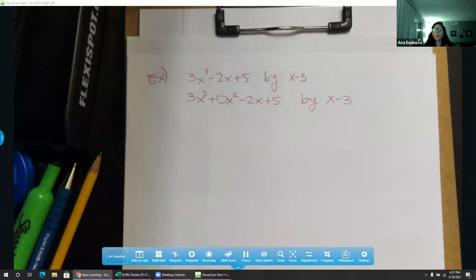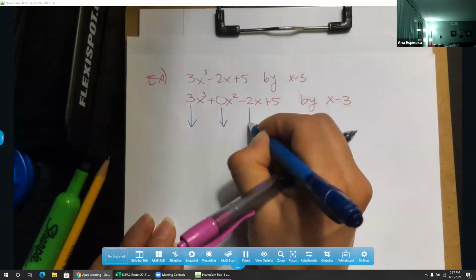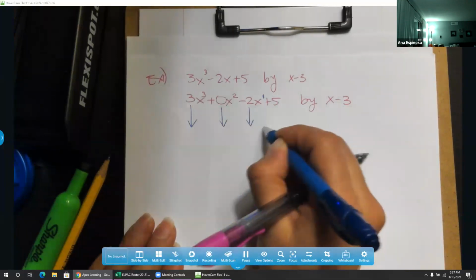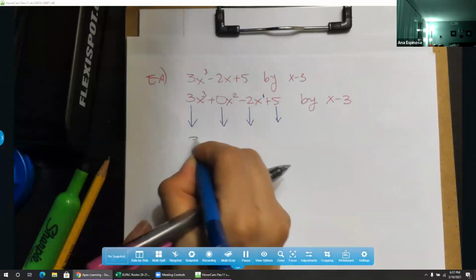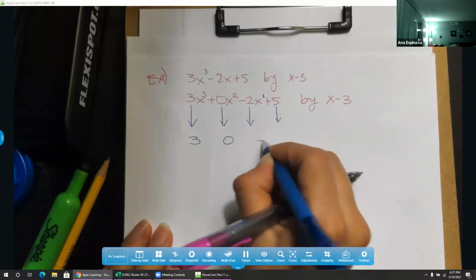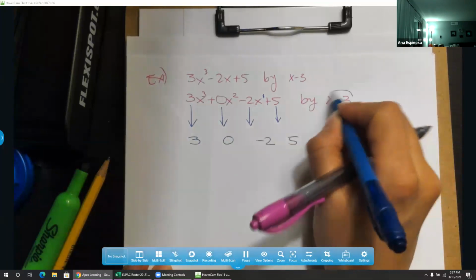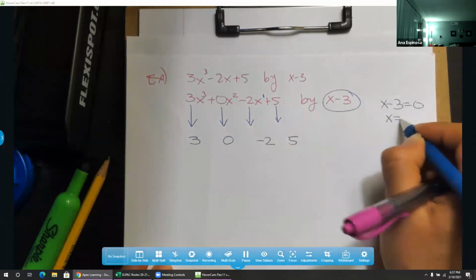All right, so how do I do synthetic substitution, synthetic division, however you want to call it? You extract all these coefficients. Once these are in order, 3, 2, 1, 0, you extract them all without the variables. So you basically drop the variables. That'll be 3, 0, -2, 5. Please leave spaces.